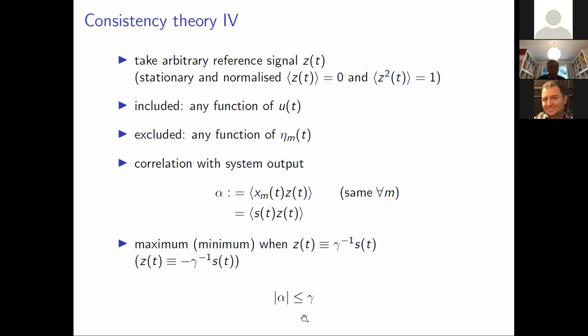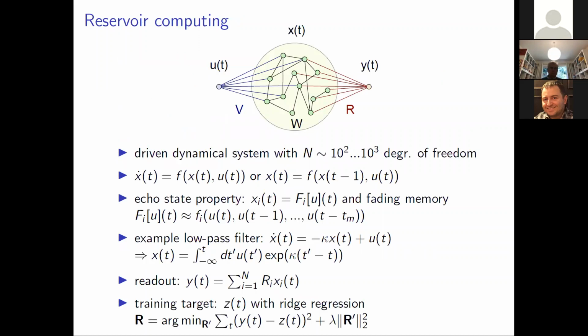And this gives us an interesting relationship, namely that any correlation that we can get is between minus gamma and plus gamma, the square root of the consistency correlation. That means that's how far the output is able to approximate any other signal. And that's relevant for reservoir computing, where the output is actually supposed to approximate some target function.